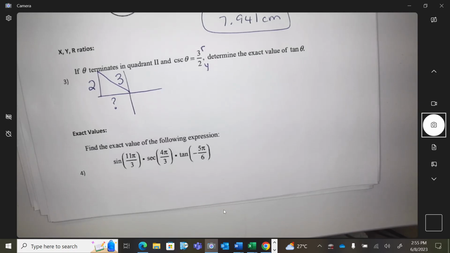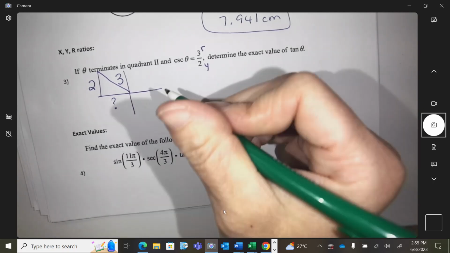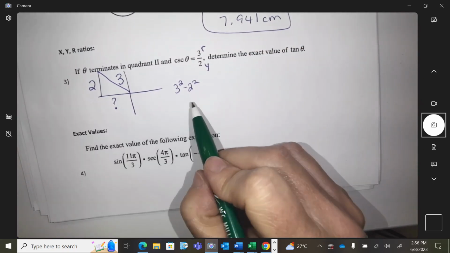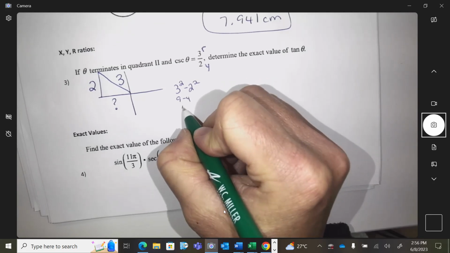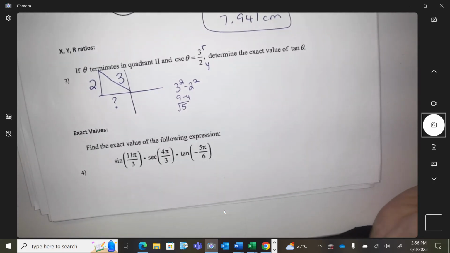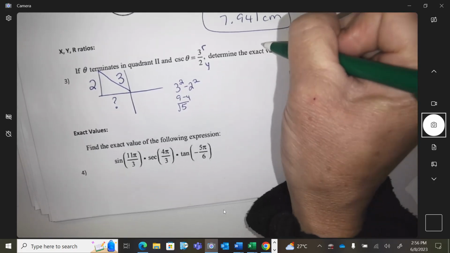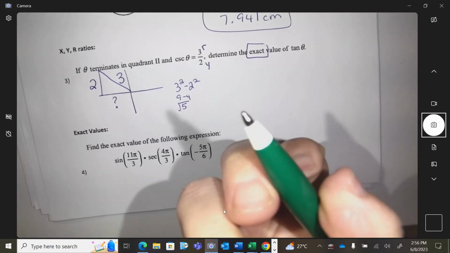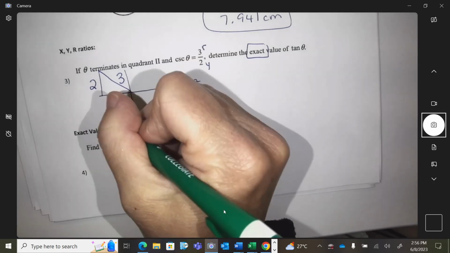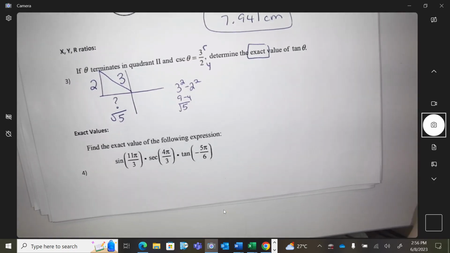So how do I get that? It'd be a Pythagorean theorem backwards, right? 3 squared subtract a 2 squared, my 9 subtract 4 equals 5. Would that square root nicely? No. When you see exact value, there should be 0 decimals. I can't move that to a decimal, so I'm going to just leave it as a root 5.